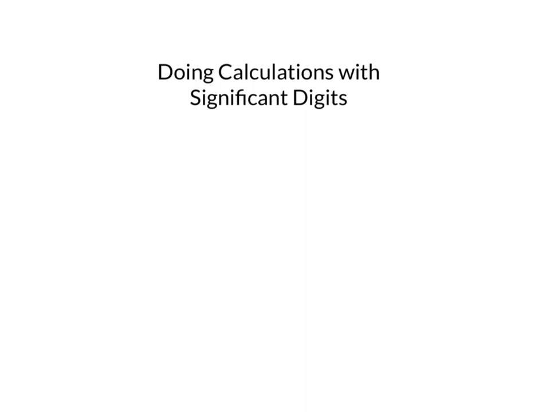When we have to do calculations with two different measurements that have different numbers of significant figures, we have to think about how many significant figures our answer should have. And there are two sets of rules. When I'm doing addition and subtraction, there's one set of rules. And when I am doing multiplication and division, there's another set of rules.